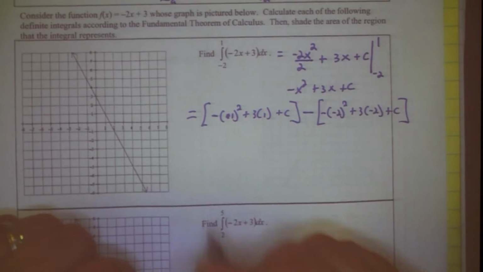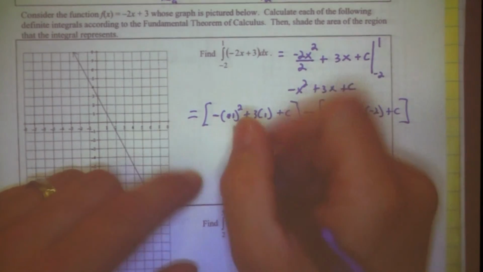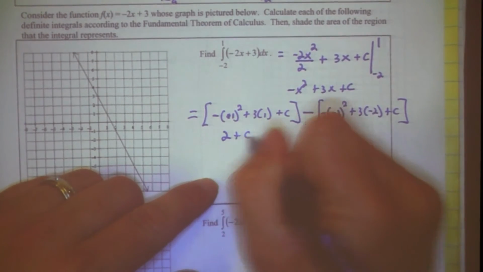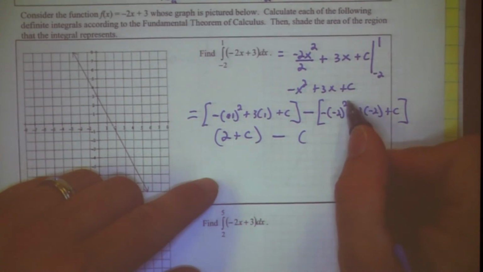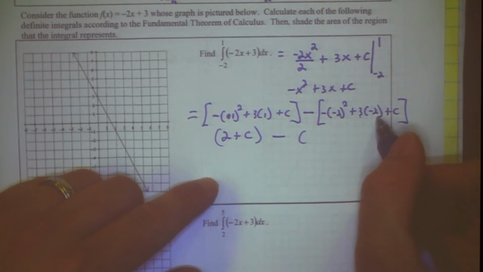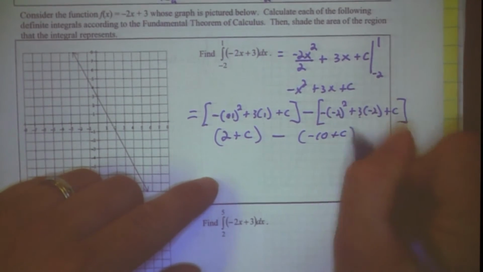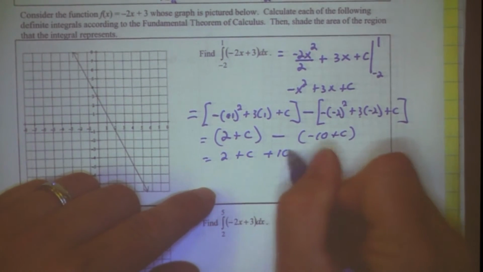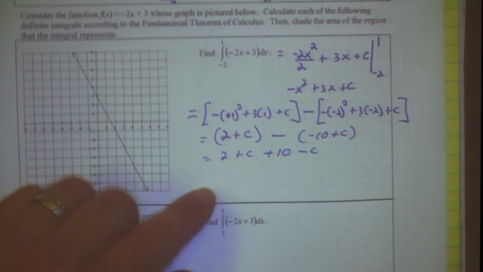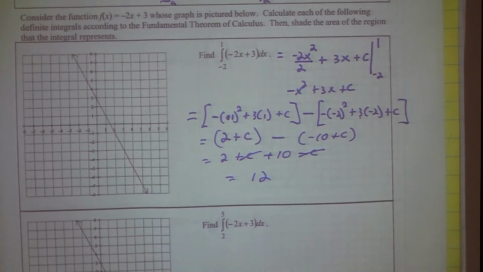Alright, so what do we end up with in this first parenthesis? 1 squared -1 plus 3. Get 2 plus c. Minus, what do we end up with over here? 4, but that becomes -4, and this becomes -6. -10. Right? -10 plus c. In reality, I have 2 plus c plus 10, right? Minus c. And what happens to my c's? They cancel out, and we're just left with 1.